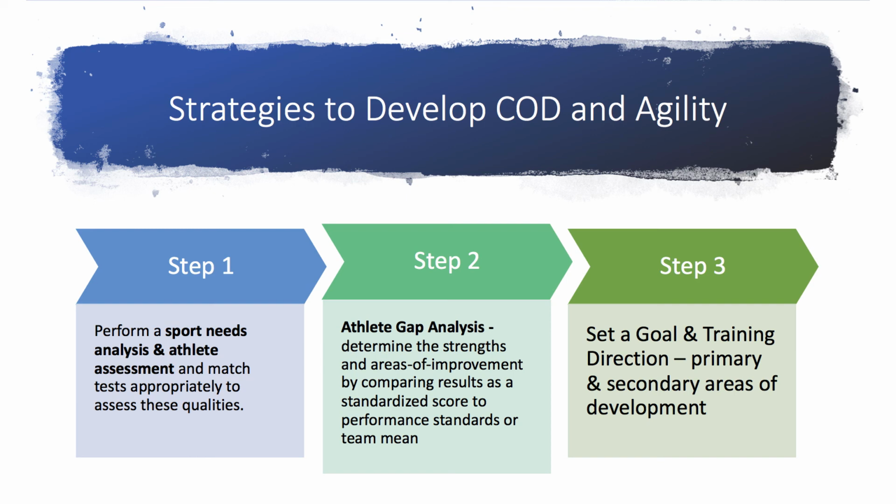The third aspect to this is now you can set goals and training direction. So for agility, you can have a primary, secondary, and possibly a tertiary area of development that you can work on all together. It's just the percentage of time that you spend on developing the primary, secondary, and tertiary components will change.